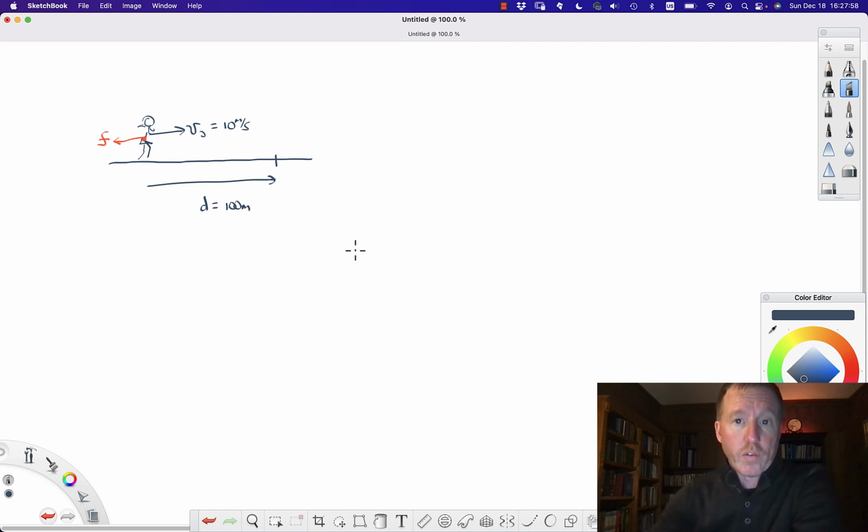Of course, if there was no frictional force, she would just continue forward at the same rate indefinitely, and she would not come to a stop. But because there's a frictional force, she will. The goal of the problem is to figure out what the coefficient of friction is.